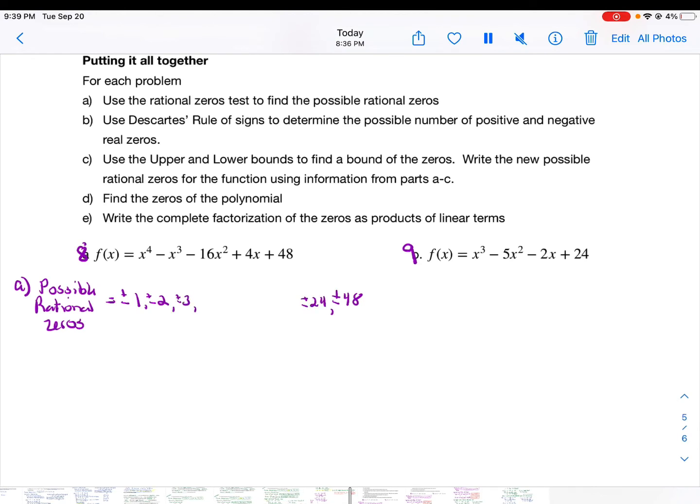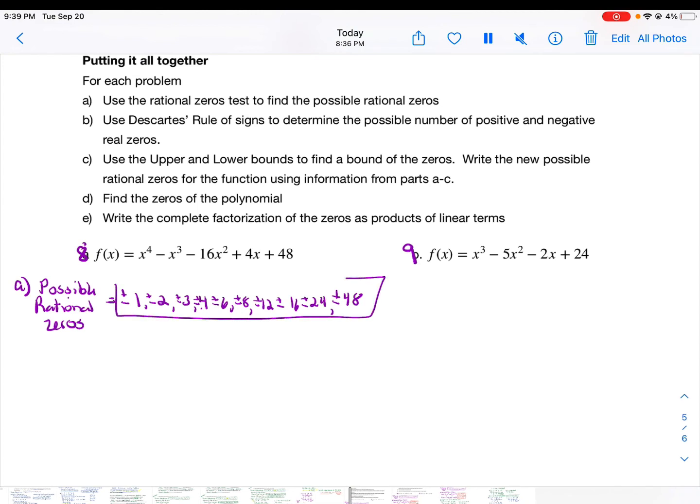So 2 times 24, 3 times 16, 4 times 12, and 6 times 8. All right, and then my leading coefficient is 1, so plus or minus 1 is our denominator, so we don't have to worry about that. It just all cancels out. So those are our possibilities. I went from all the numbers in the universe to just these few. Let's narrow it down some more.